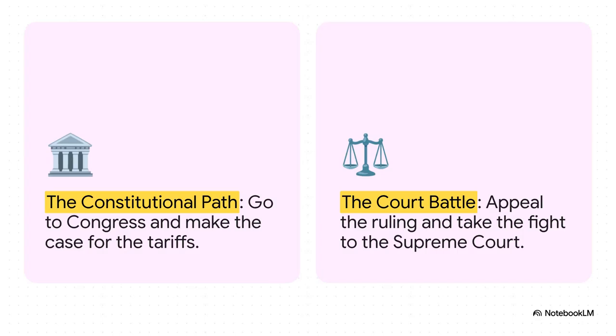This basically leaves two very different options on the table. The first one is what you might call the constitutional path. That's what the court suggested. Go to Congress, make your case to the American people and their representatives, and get their approval. The second path is the court battle, the one that's already been announced. Appeal the decision and take this fight all the way to the Supreme Court.